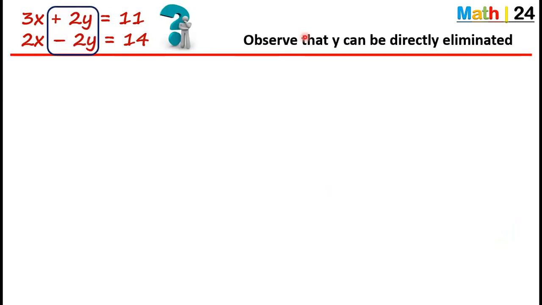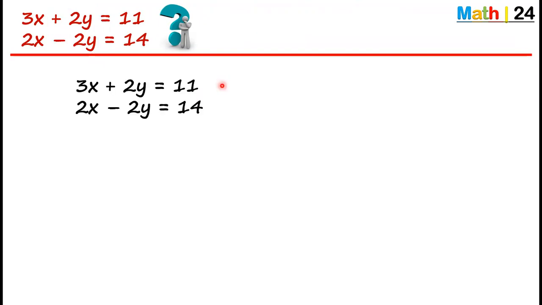In this other example, we have the pair of equations 3x plus 2y equals 11 and 2x minus 2y equals 14. We observe that y can be directly eliminated. Can you see that? If you add these two equations, y will disappear because we have plus 2y and minus 2y. That is going to make y be eliminated. So addition worked. You must always check and see if you add or subtract to eliminate one of the variables, or whether you have to do some sort of balancing. So here, if we add the two equations, we see that y is eliminated.